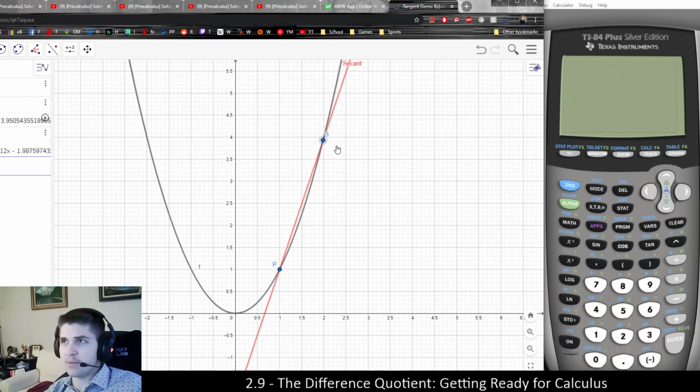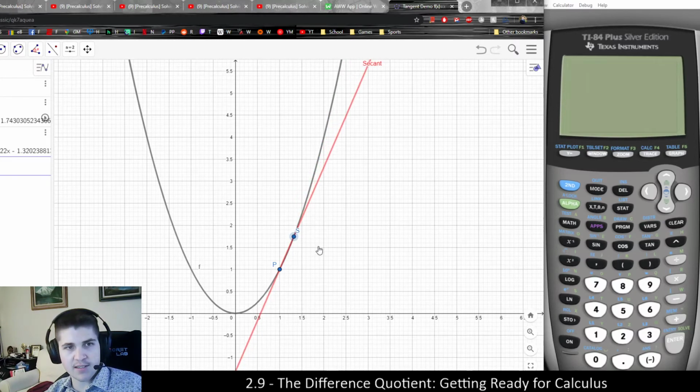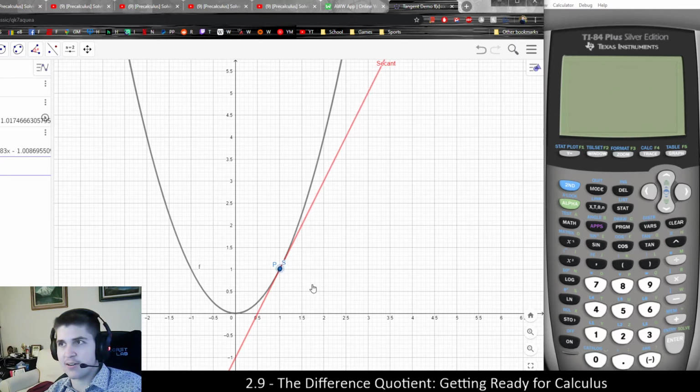But if I bring them closer and closer together, notice that the line gets closer and closer to the curve itself. And actually, if I bring those points exactly together, what I end up with is no longer a secant line, but a tangent line. Basically, if those points merge together, what I end up getting is the tangent line for that particular point.